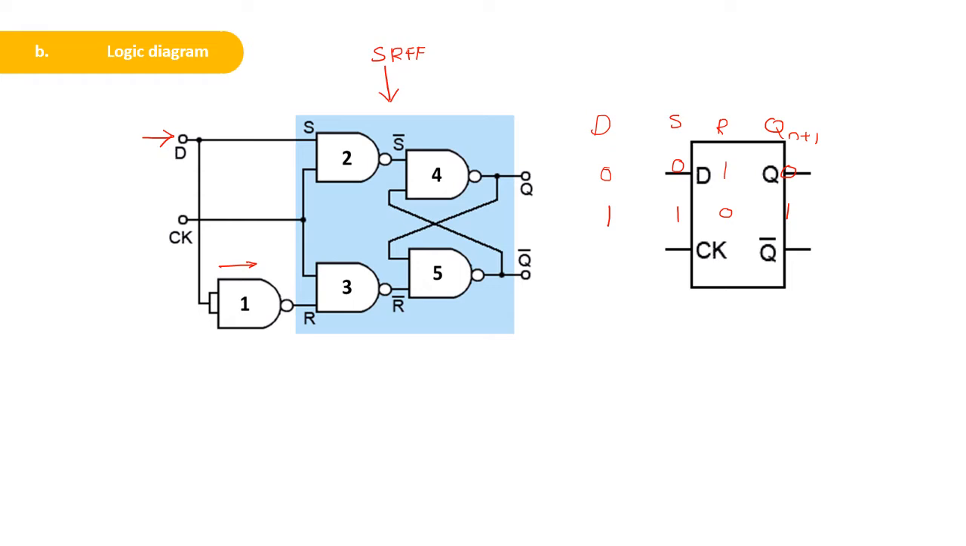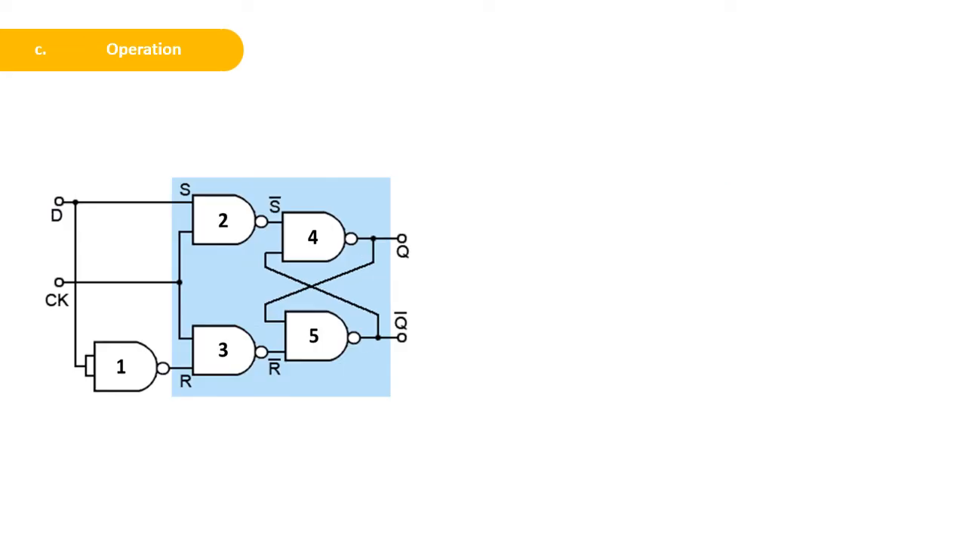Now this is the simple symbol used for the D flip-flop, with input D and the clock signal, and then Q and Q bar as the outputs. Next is the operation of your D flip-flop. Initially we can take D equal to 0. Now when D is equal to 0, S is equal to 0 and R will be 1.